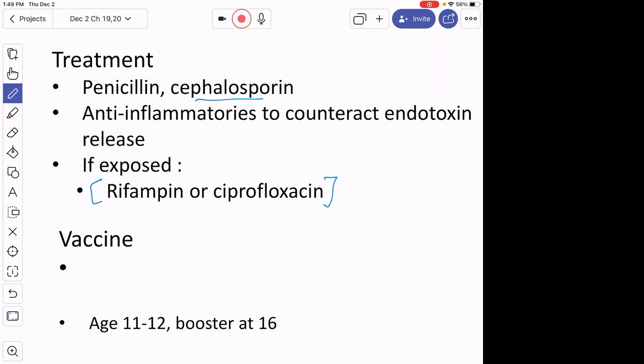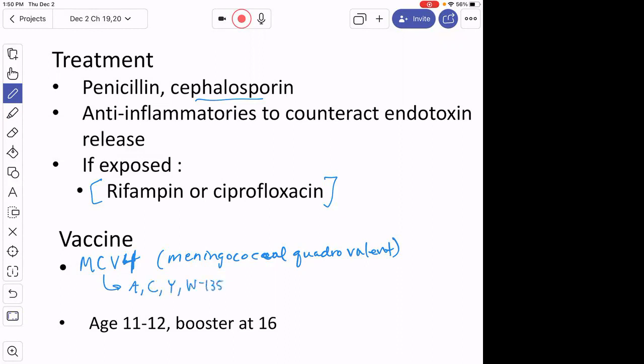There are several forms of the vaccine available. The most common one is called MCV4. And that stands for meningococcal quadrivalent. So that includes the serotypes A, C, Y, and W135.